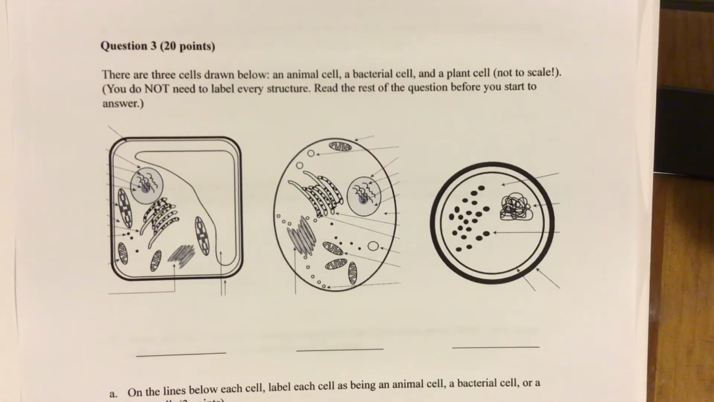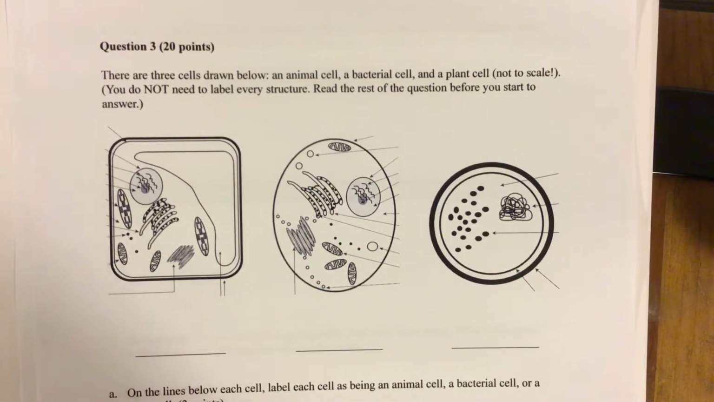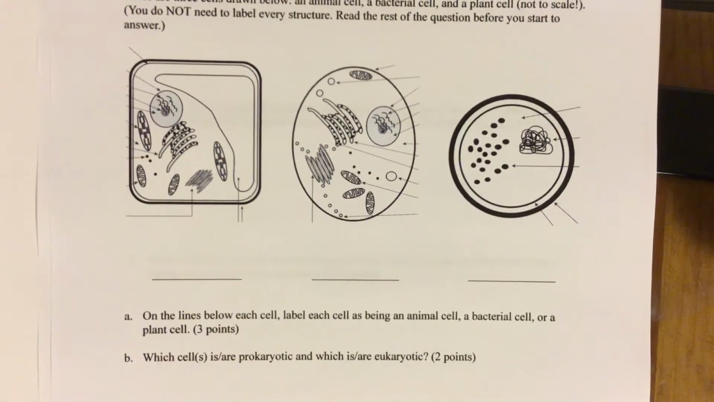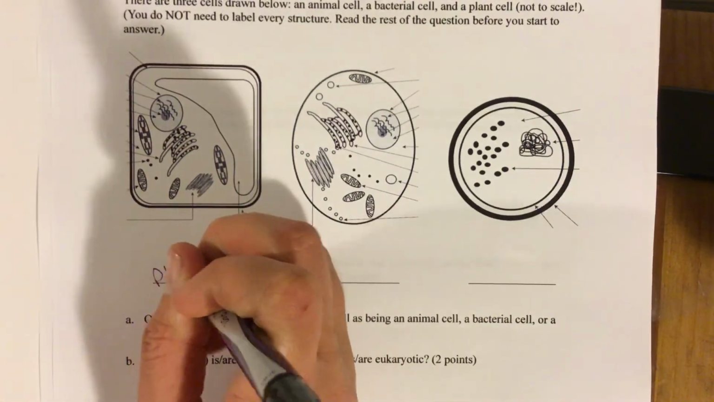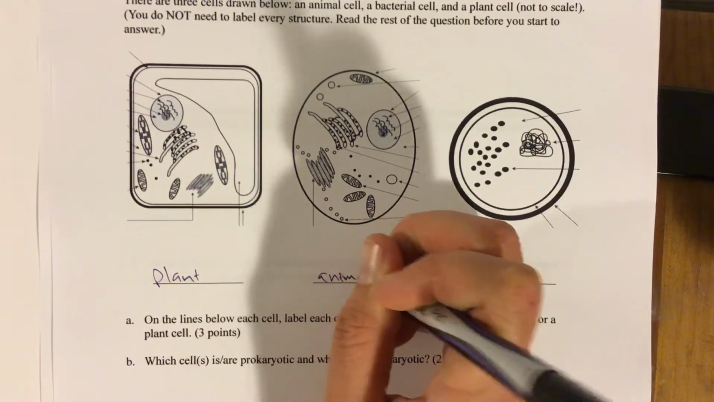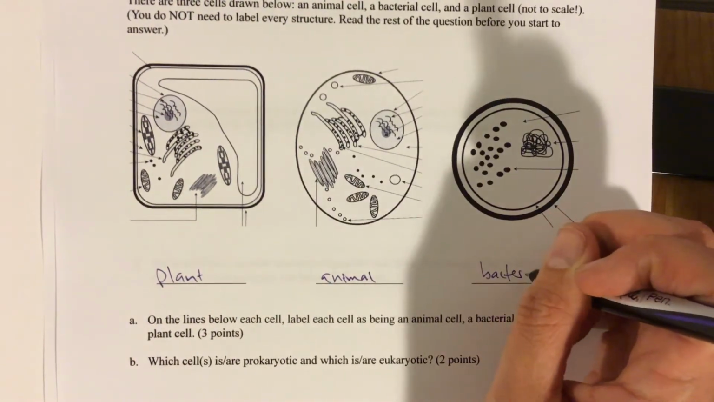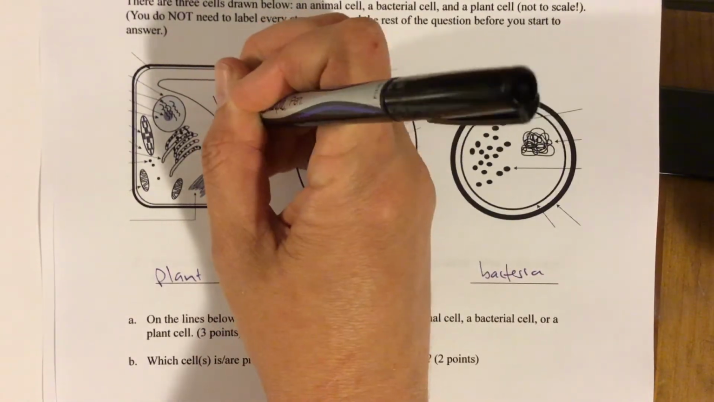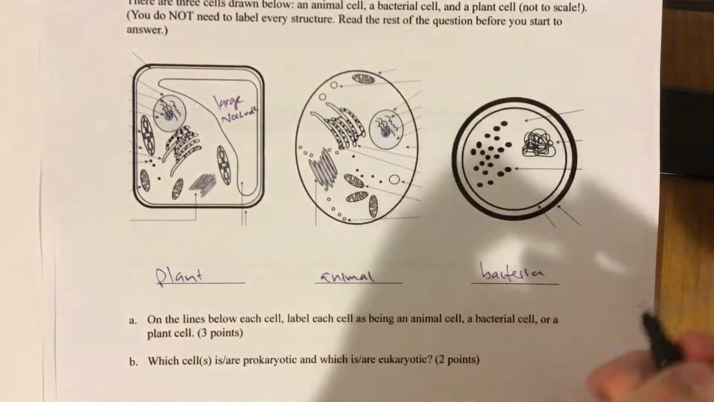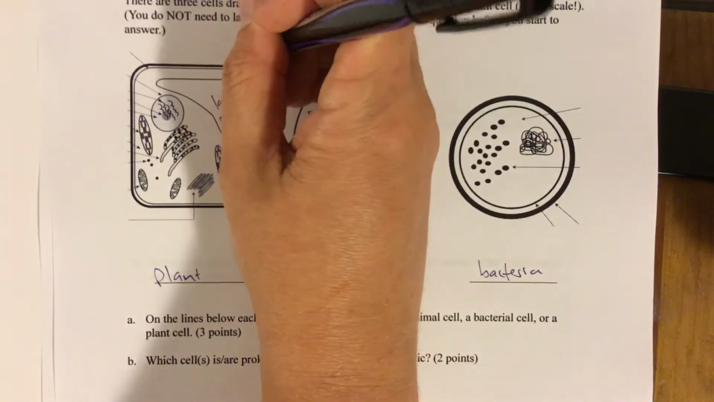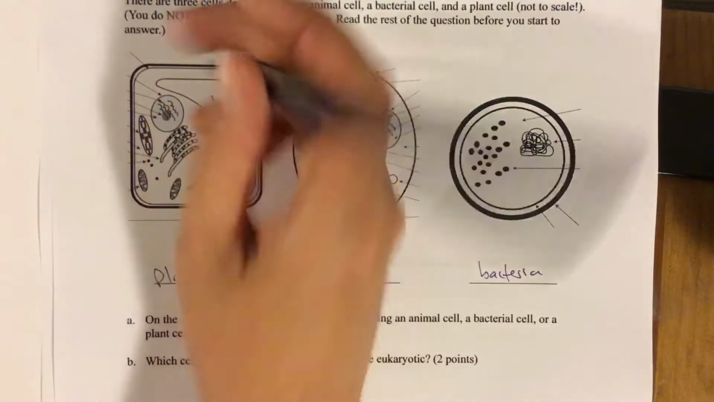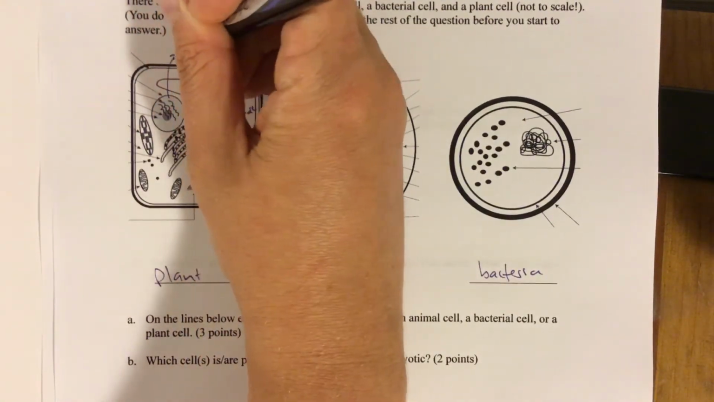All right, so for question 3, we have 3 cells here. They are not labeled. You didn't have to label everything. You had to follow the instructions. So on the lines below each, tell me if it's plant, animal, or bacterial. This one is plant. This one is animal. And this one is bacteria or prokaryote. So how do I know? This plant has a large vacuole. So you don't have to label this necessarily, but that's how I identified it. It has a cell wall that keeps it rigid, and it has a nucleus, which means it's not a bacteria.